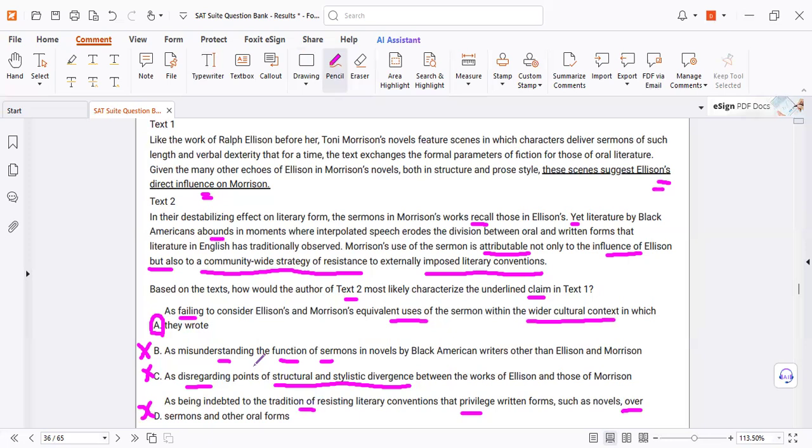So B, C, D are out of focus and the content of number 2. So only letter A, right? Right. Sorry.